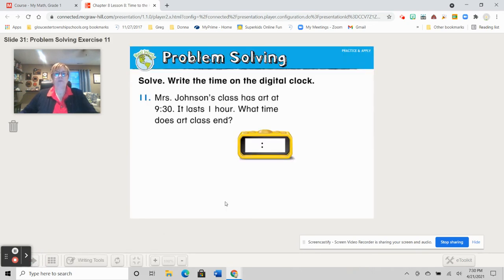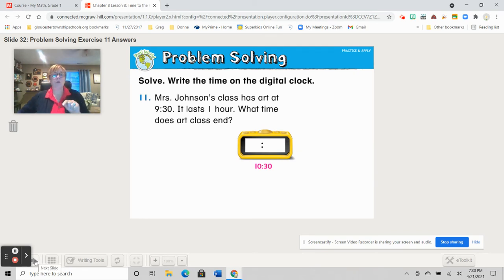Okay, number 11, write the time on the digital clock. Mrs. Johnson's class has art at 9:30. Don't write that yet. Let me finish saying it. It lasts 1 hour. What time does art class end? Okay, 1 full hour. All right, you might want to use your clock to see what that would be. Pause and solve and come back to your answer. And the answer is 10:30.